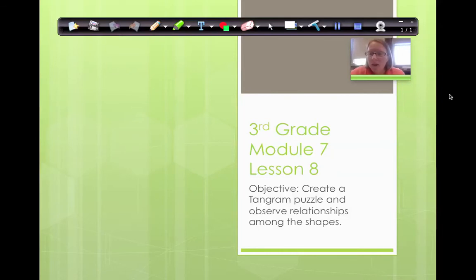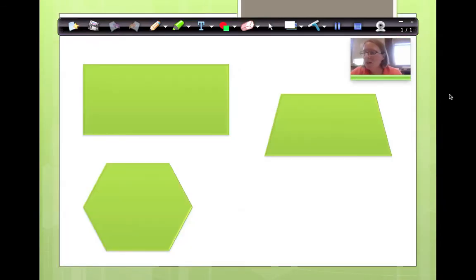So let's talk about the homework sheet. The homework sheet is talking about relationships in shapes. And when we make a tangram, we're going to be splitting a square into different shapes. So let's talk about splitting or cutting or dividing or partitioning shapes or polygons.